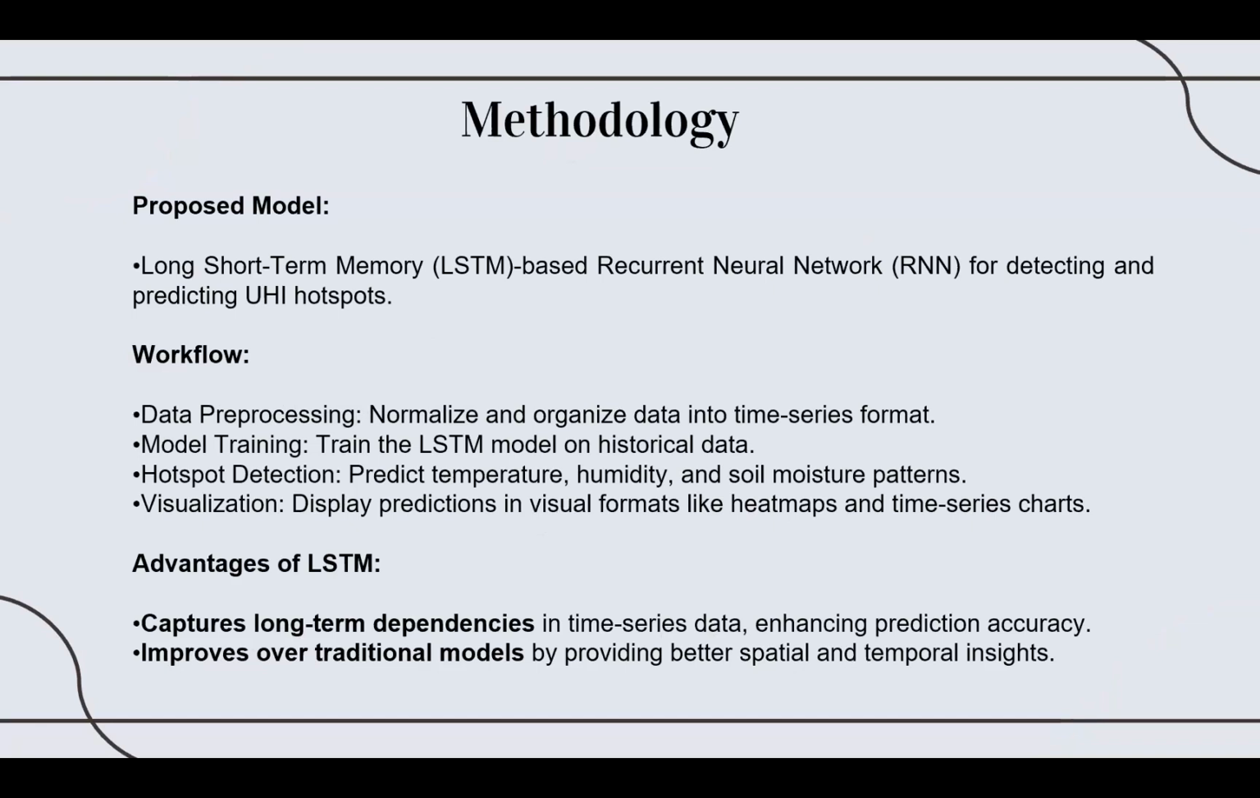Coming to the methodology, this long short-term memory model is mainly based on RNNs, that is recurrent neural networks, for detecting hotspots. In this workflow, for data pre-processing, we first normalized and organized the data into the time series format. Then we trained the LSTM model on the historical data. Then we detected hotspots by predicting temperature, humidity, and soil moisture patterns. And then we visualized these in the form of heat maps and time series charts.